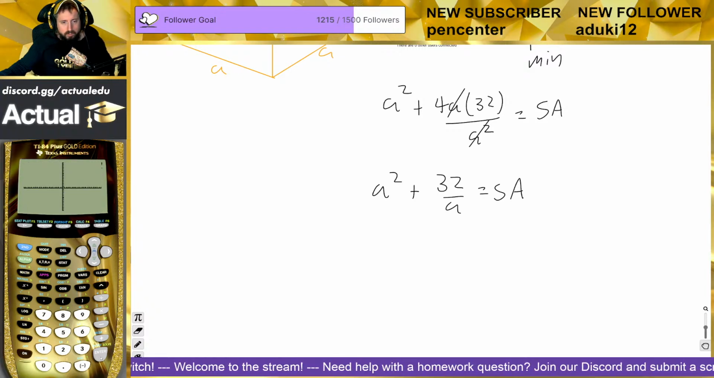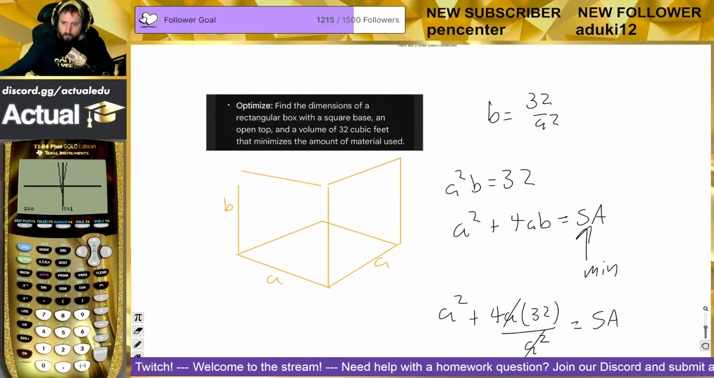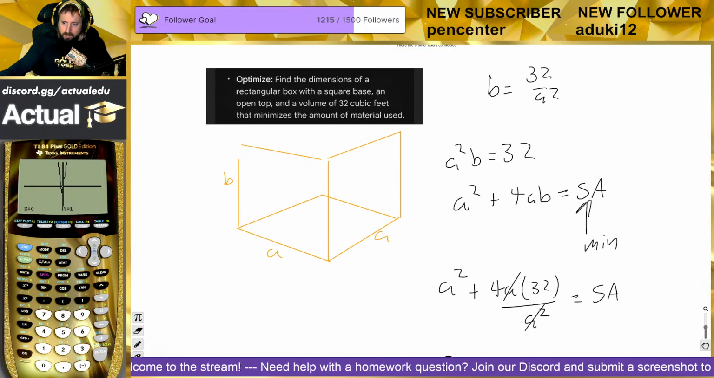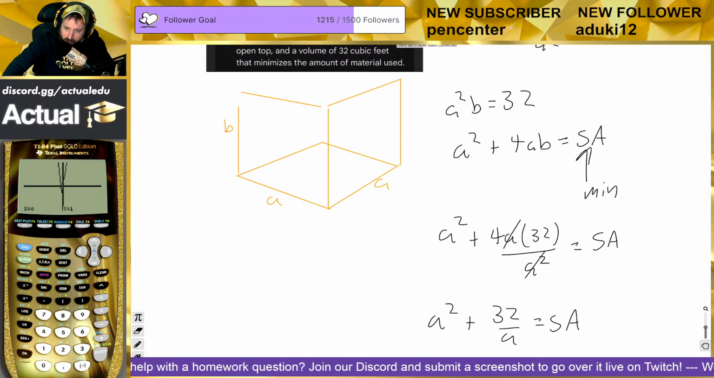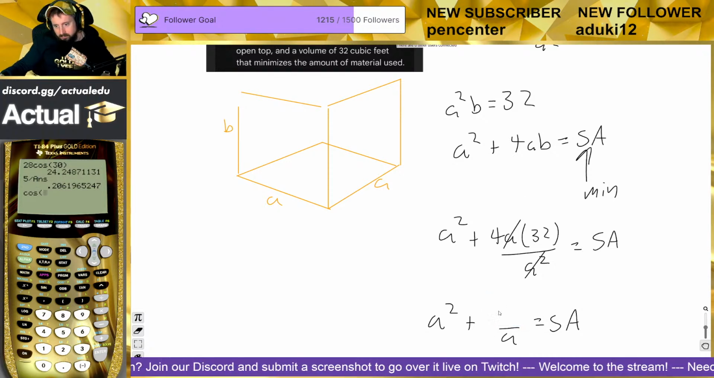Right, come on. Where's the minimum? Does it never come up? There we go. Interesting. Wait. A squared B, I'm right with that. A squared B is 32. So B is 32 over A squared. So A squared plus 4AB, B is 32 over A. Oh, I forgot to multiply the 4 times the 32. Uh-oh. Got him. Don't forget that. That's 128.